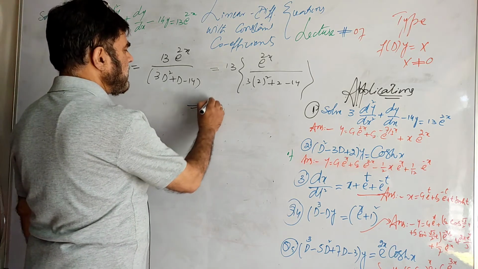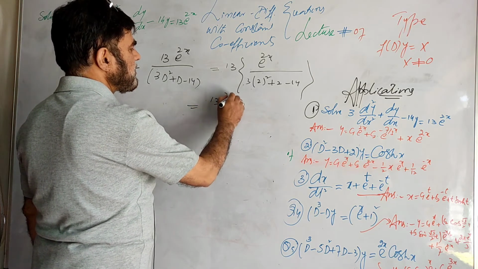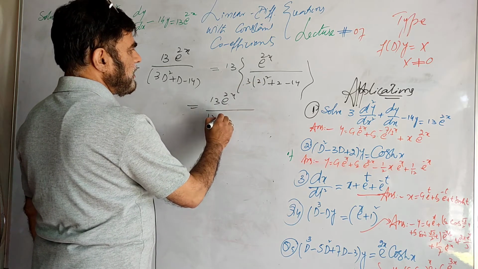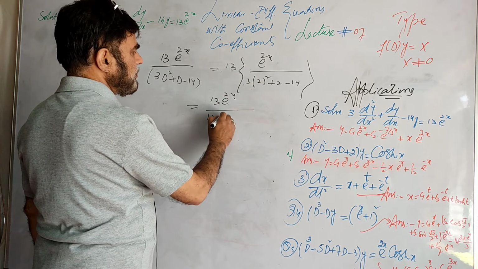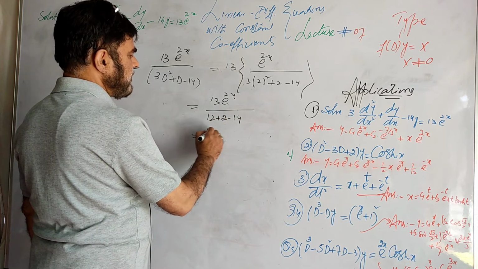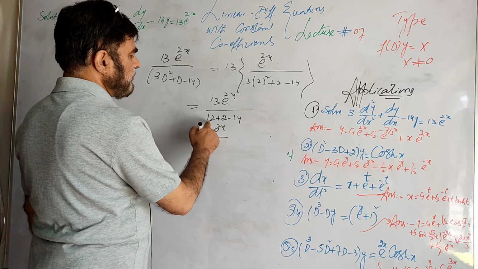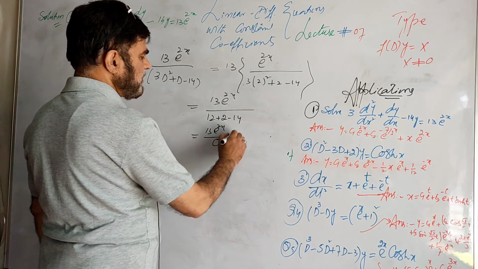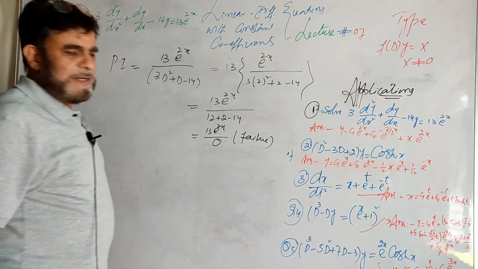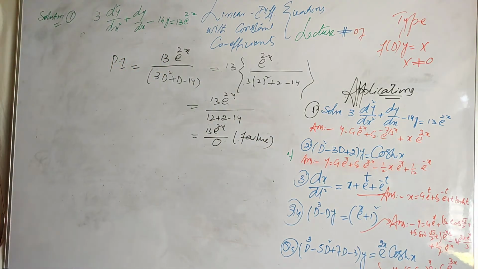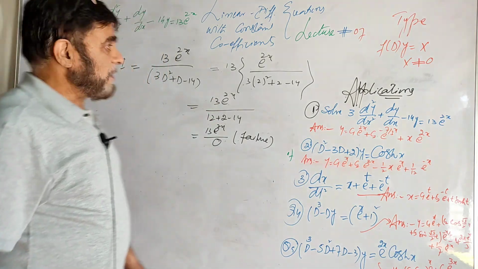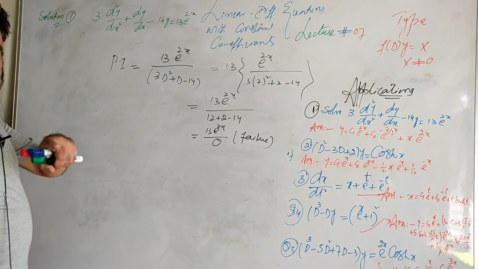This is equal to 13 e raised to power 2x by 2 2s are 4, 3 fours are 12, then plus 2 minus 14. Oh, at this setup, this is 13 e raised to power 2x by 0. So it is a failure case. So the first question gives the case of failure. How do we proceed now to find the particular integral?